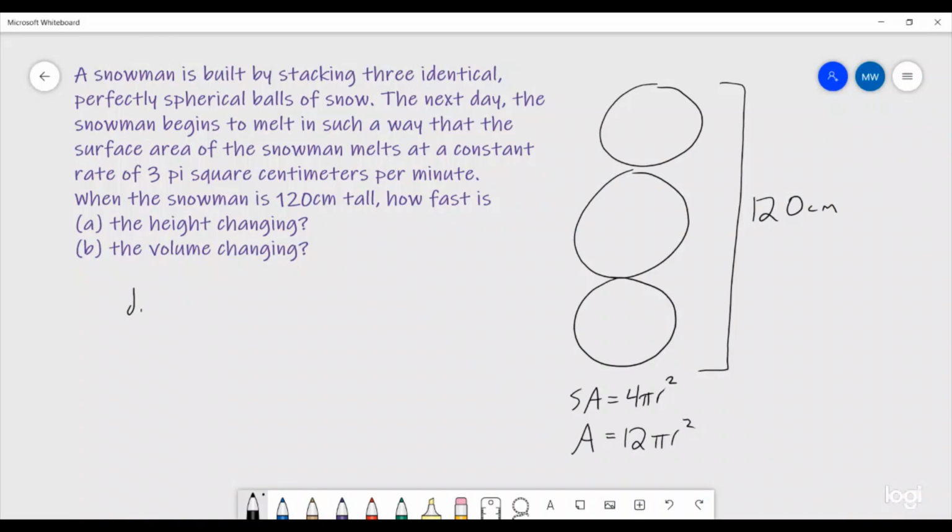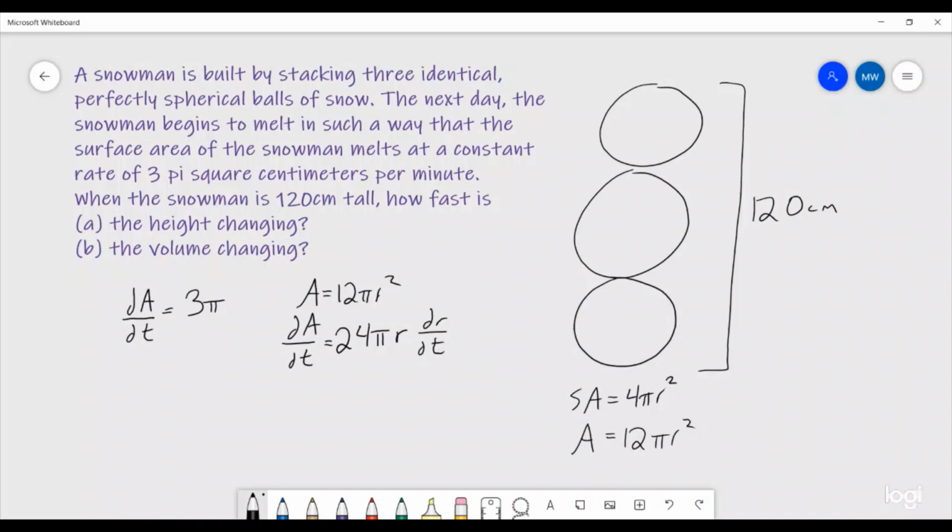So that means that we know that dA/dt is equal to exactly 3 pi. So we are going to take our function A and take its derivative to get dA/dt. So if A is equal to 12 pi r squared, that means that dA/dt, taking the derivative, gives us 24 pi r dr/dt. So there we go. That's going to be our connection between dA/dt and dr/dt.